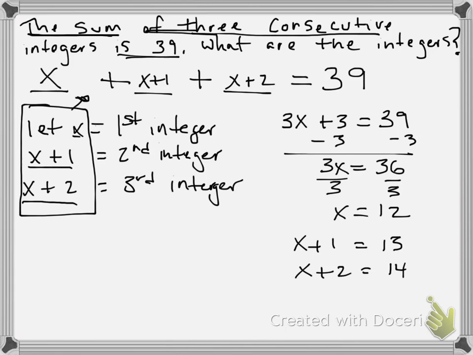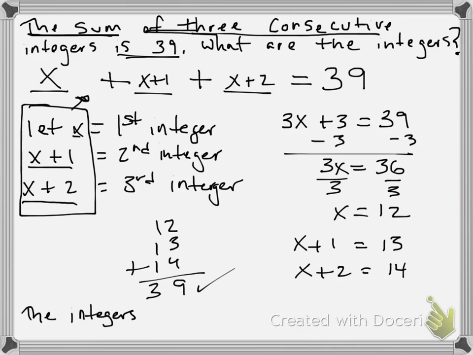So I'd have to check this to see if this works. Now they are supposed to add up to 39. So let's see if they do. 2 plus 3 is 5. 5 plus 4 is 9. 1 plus 1 plus 1 is 3. And this checks. Okay? So the integers are 12, 13, and 14.